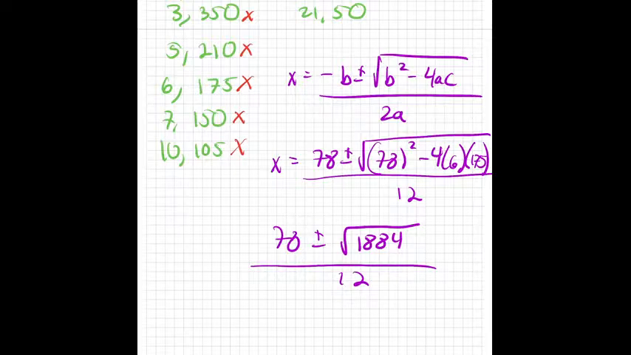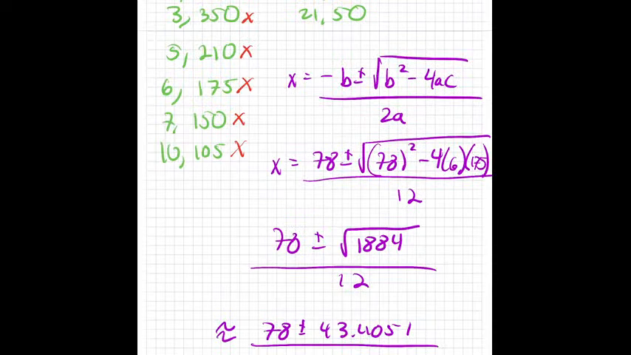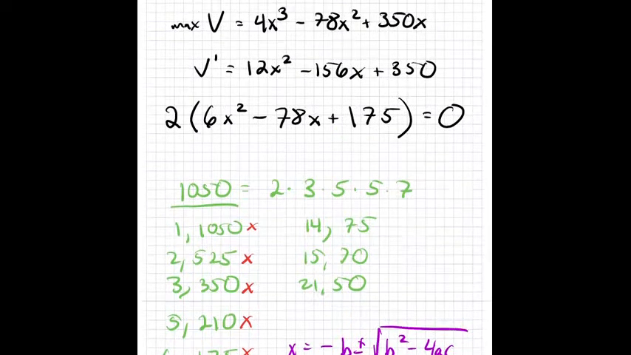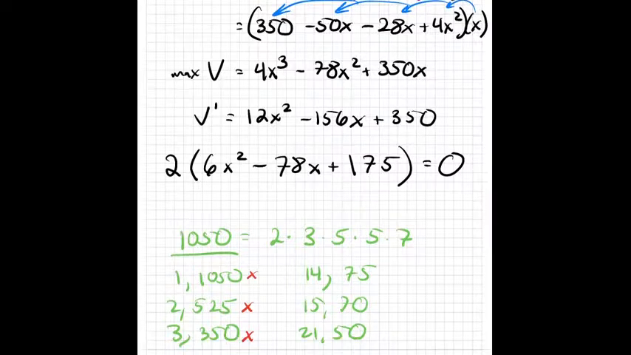The square root of 1,484 is approximately 43.4051. Now I'm trying to think, why would it be one over the other if we subtract the 43? Oh, so these are candidates for our max, right? We were trying to solve the quadratic, set it to 0. We get 2 results. We need to see which one is going to behave like a max, right?